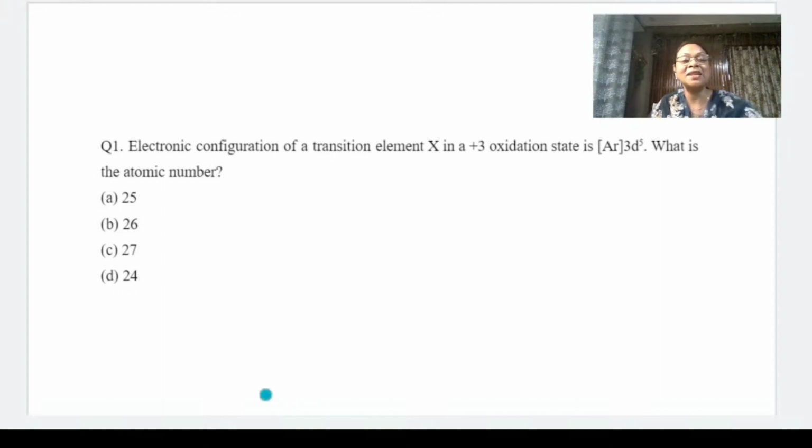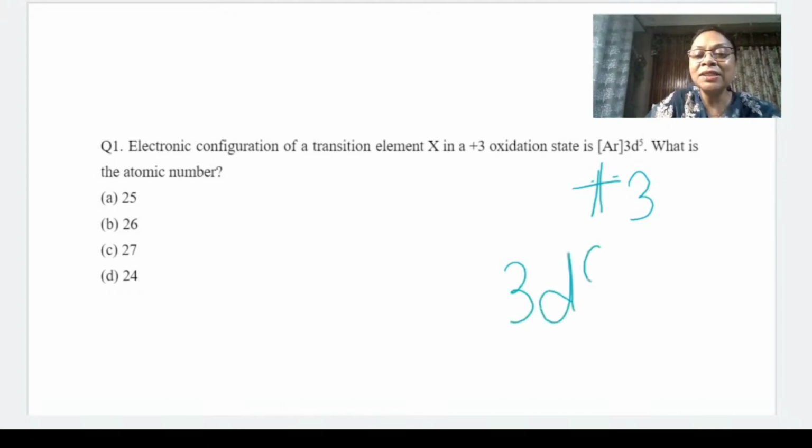So here it is. Electronic configuration of a transition element X in a +3 oxidation state is argon 3d5. What is the atomic number of the element? See, this question is in a twisted way. 3d5 means I've got to add up 3 electrons. So I'm adding up 3 electrons. What do I get? 3d6 and 4s2.